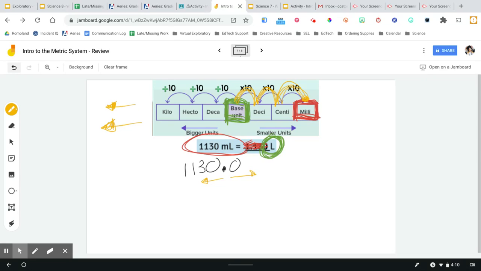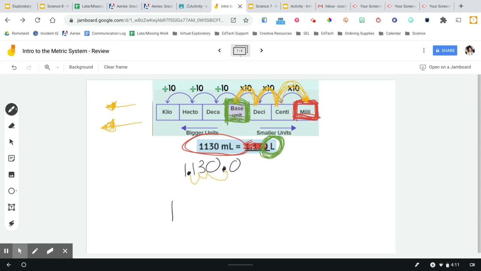But in this case, I moved 3 times to the left. 1, 2, 3. So let's do that right now. I have this decimal, and I'm going to move 1, 2, 3. So my ending decimal should be right between the ones. So that looks really messy and ugly, so I'm going to rewrite it in a much neater way.